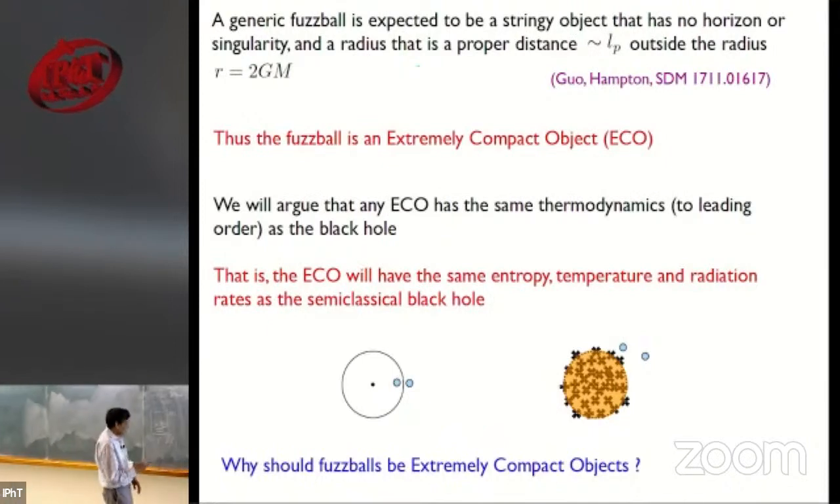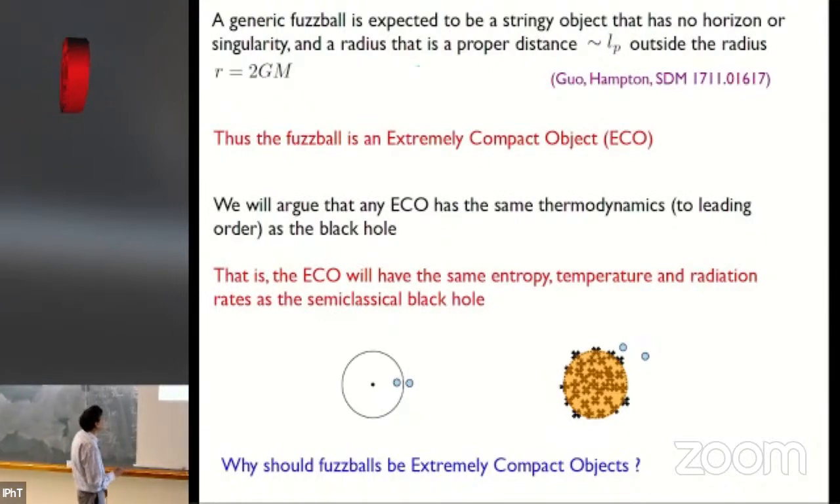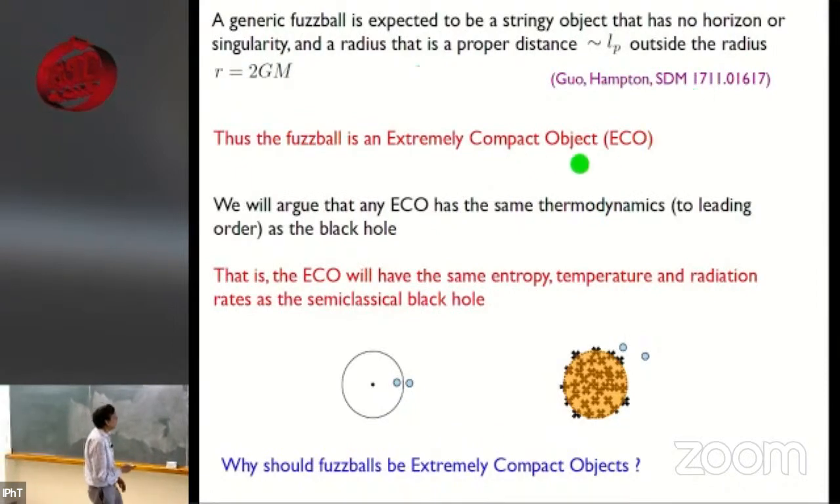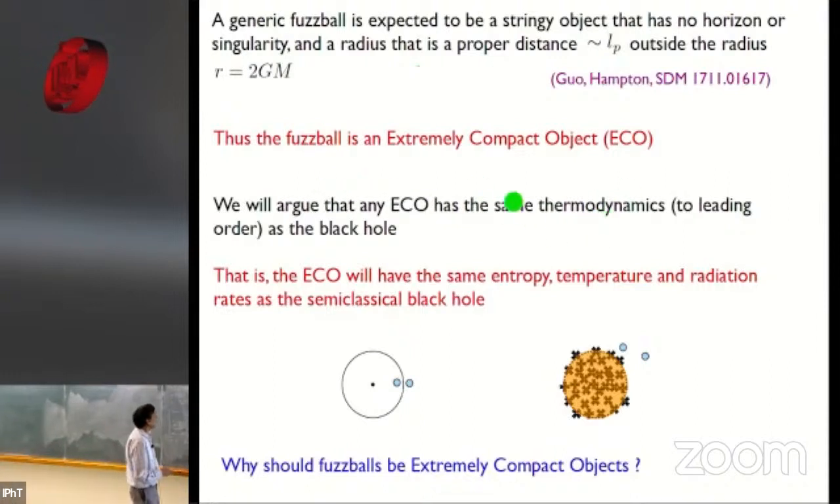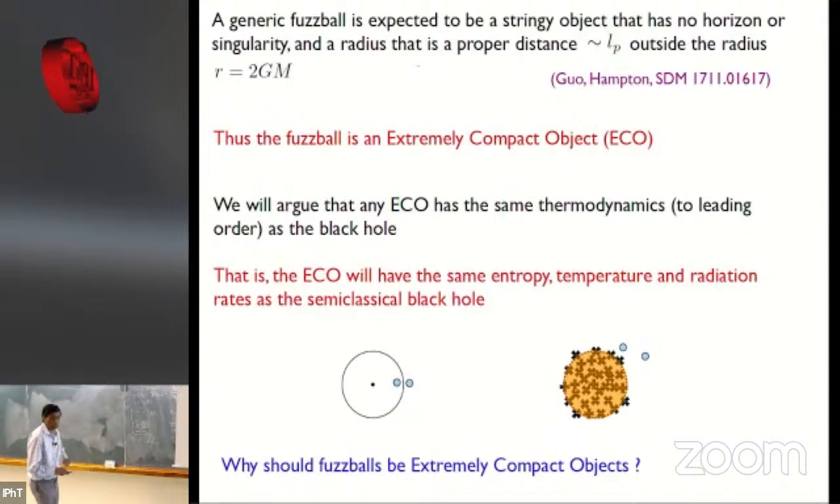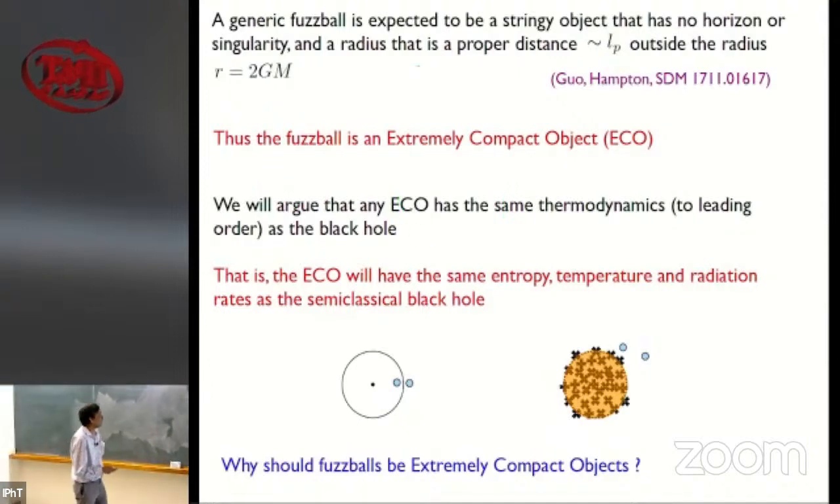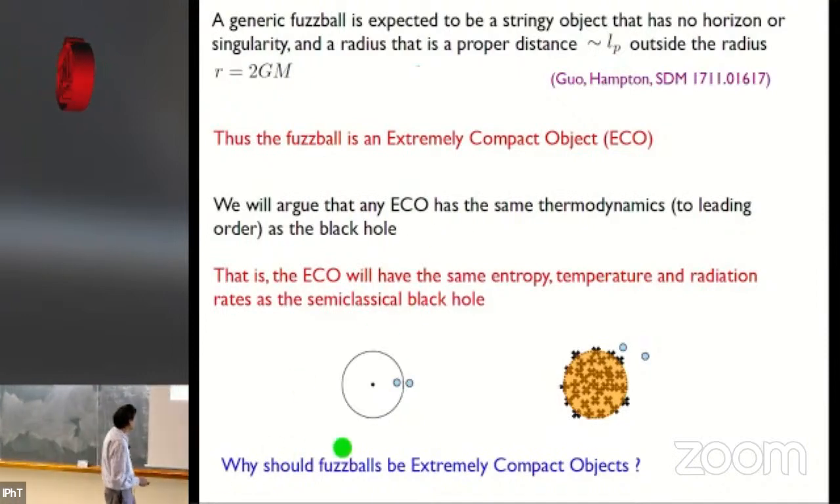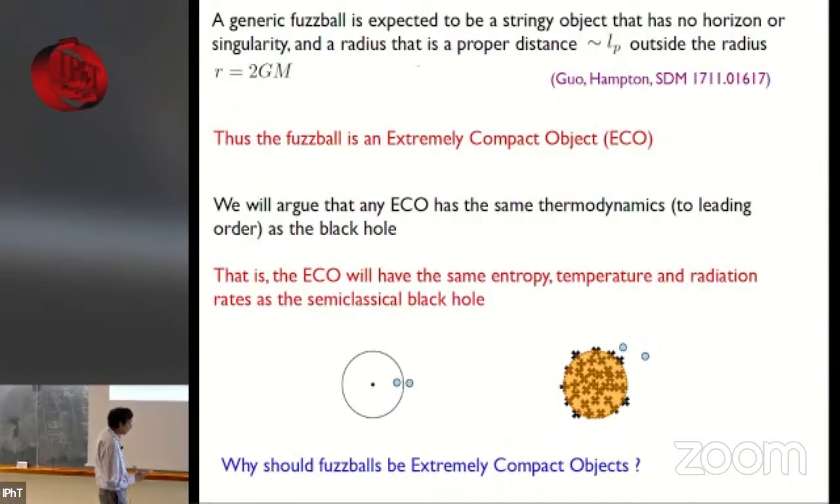It's a sort of an entropic argument that we made in this paper out here, that the fuzzball would have to be one of these extremely compact objects, and we're just going to give the argument for that to start with. I'll recollect the argument from that old paper. And then we'll argue that any extremely compact object has to have the same thermodynamics to leading order as the black hole. That's what I was saying on the introduction slide. And so it'll have all these same thermodynamic properties. So let's begin with the question, why should the fuzzball be an extremely compact object?